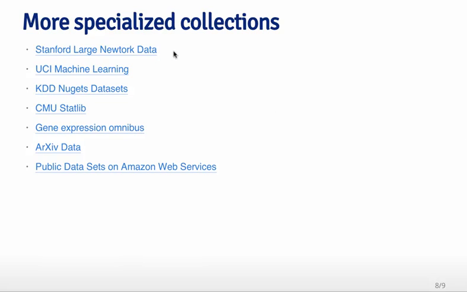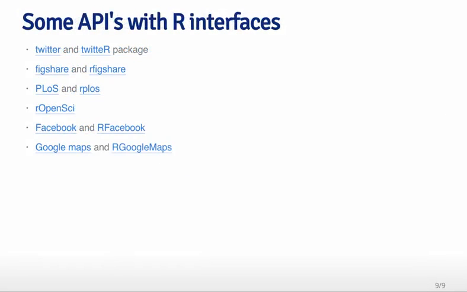There are also a large variety of other more specialized collections. For example, the Stanford Large Network Data Archive has a large number of data sets that focus on network data. The UCI Machine Learning Archive has a variety of data sets that can be used to practice your classification or prediction. The CMU StatLib is one of the most famous canonical sets of data sets that are available. Gene Expression Omnibus is focused on data sets that come from human genomic experiments or other organismal genomics experiments. And then there's data from the archive or public data sets on Amazon Web Services.